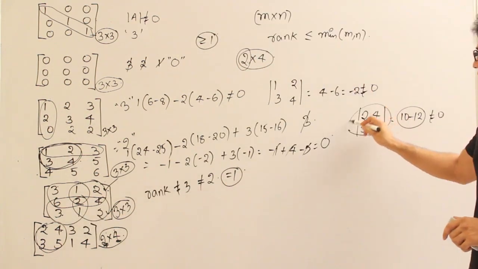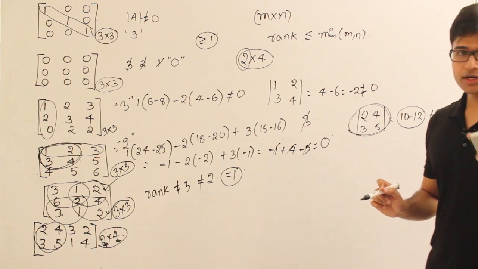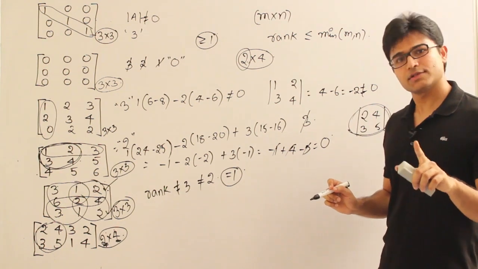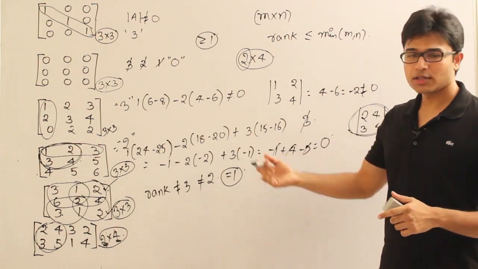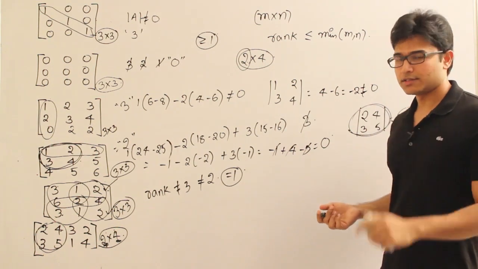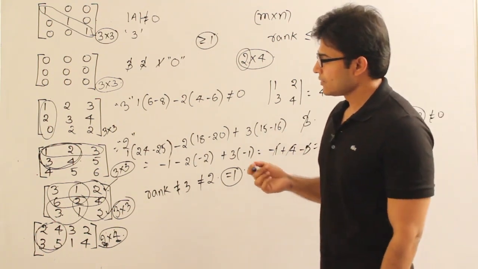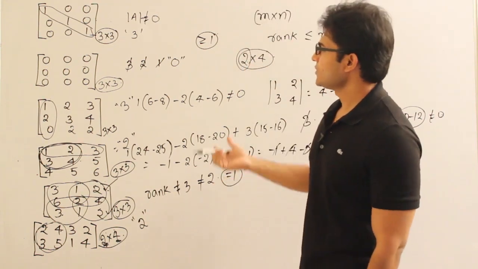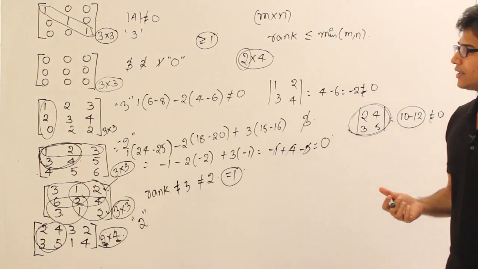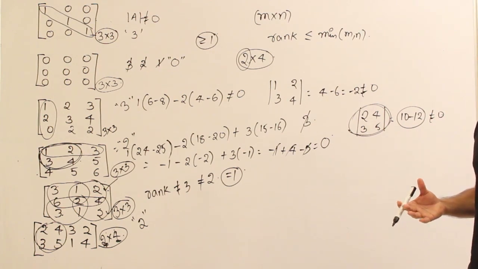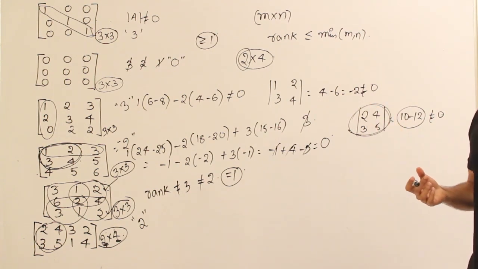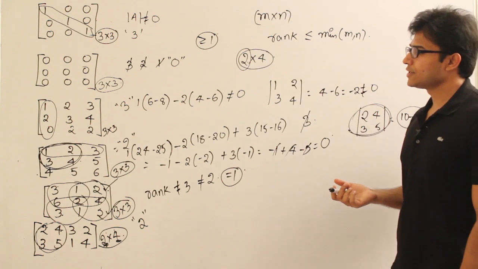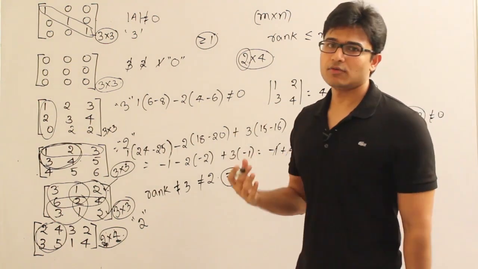Even if you are able to find at least one such square submatrix, it is enough. You need not check all the 2 by 2 submatrices. One is enough, and we are able to find it. So the rank of this one is 2. This is a crude way of doing it. We cannot do it if the matrix is very big. So in the next video we shall see the other methods.